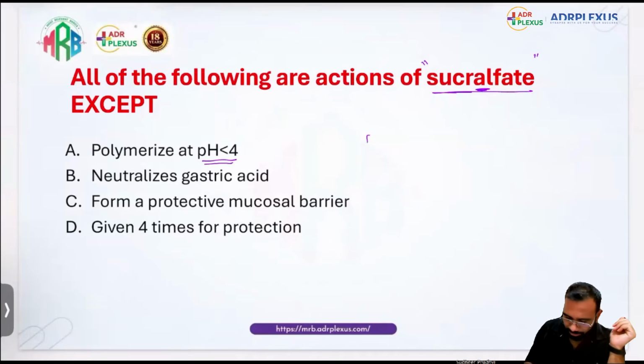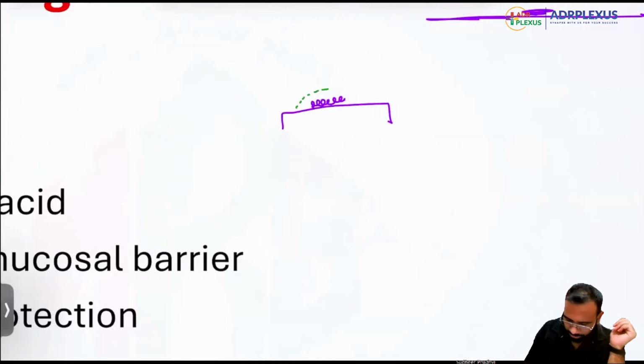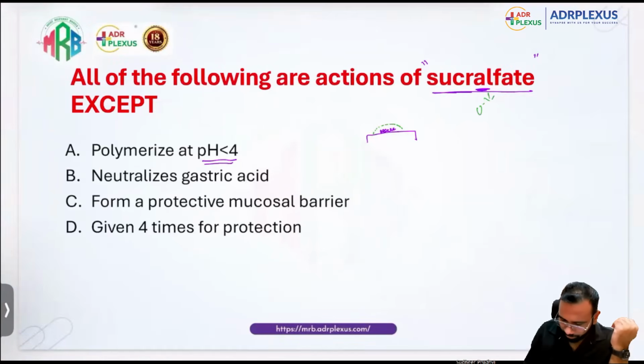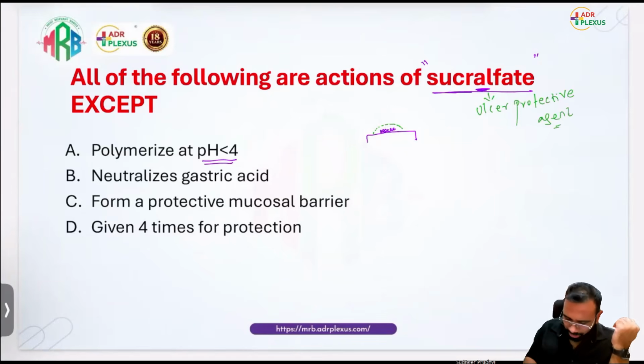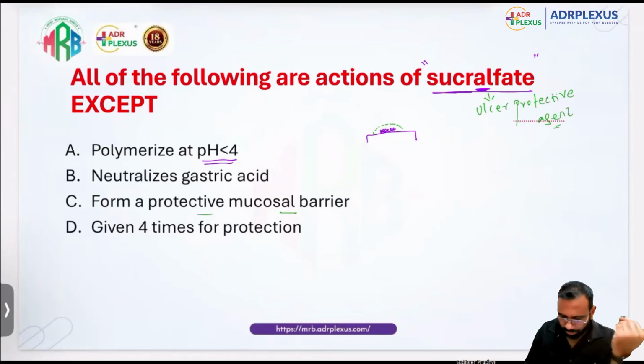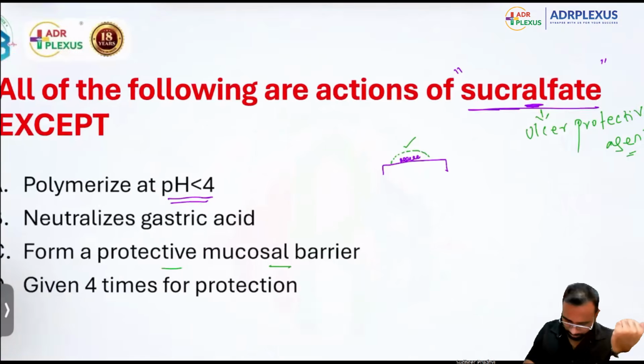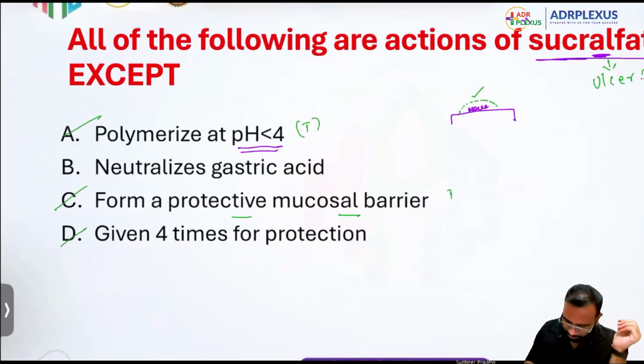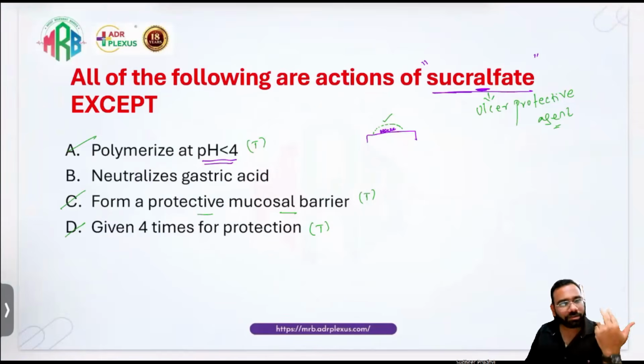Let's assume this is an ulcer. Above the ulcer, it is going to form a layer. That is an ulcer protective agent. So Sucralfate is an ulcer protective agent. It is going to form a protective mucosal barrier. And this has to be taken at least 4 to 6 times a day. That is also a correct option. These are true options. But what he has asked in the exam is except, that means he is asking for a false option.